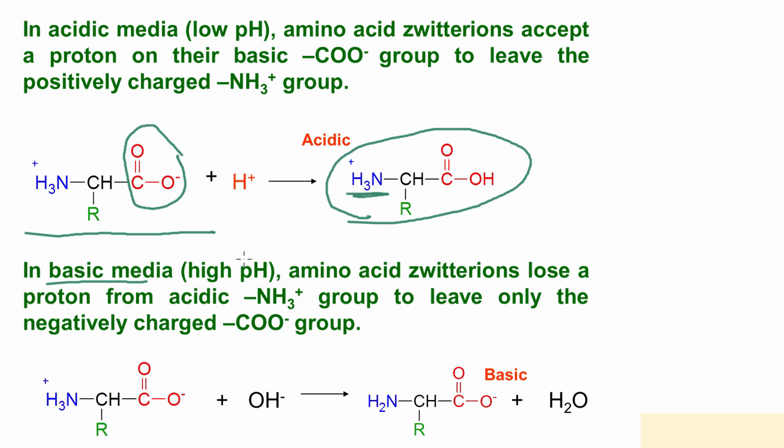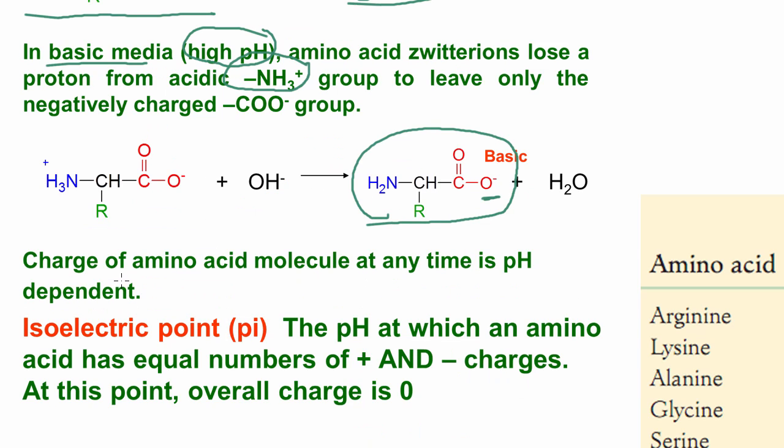In basic media, where we have a higher pH, these zwitterions will lose a proton from this acidic part here, and when this loses a proton, it becomes this ion here with a negative charge. So it's not neutral anymore, it's negatively charged. Up here, it's positively charged, okay? What does that mean? It means that the charge of an amino acid molecule at any time is going to be dependent on the pH of the solution.